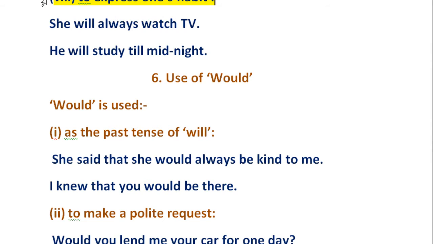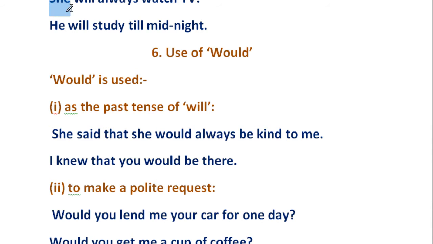Now the next use of will is to express one's habit. Will expresses one's habit. For example, she will always watch TV. He will study till midnight. So these sentences express habit.